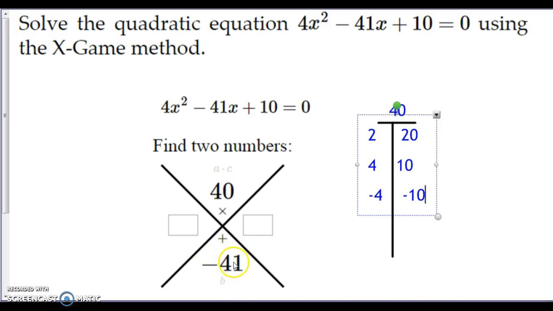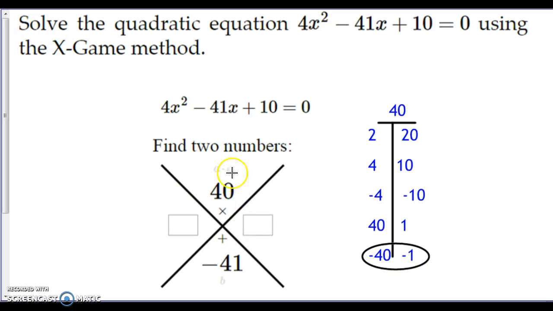Well, one thing that I know is that this is 1 off of this. So I might want to use that number and 1. I know that 40 times 1 is going to give me 40, but it's not going to add to negative 41. So my correct answer should be negative 40 and negative 1. Those two numbers multiply to 40, and they add to negative 41. So those are the numbers that I've been looking for. I'm going to circle them up. And then I can just input them into Delta Math, and it'll allow me to continue.